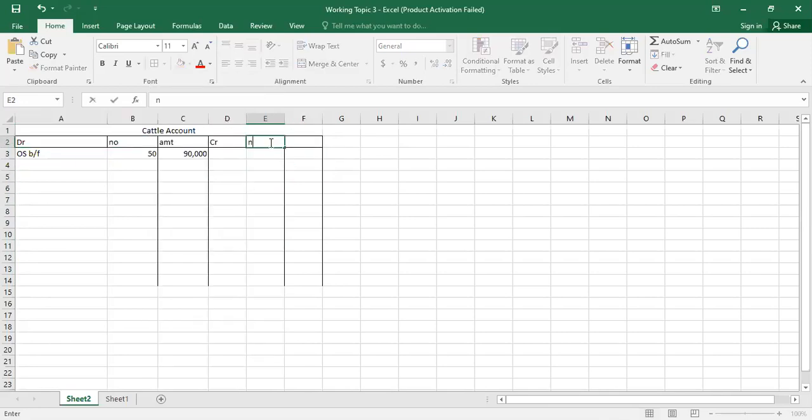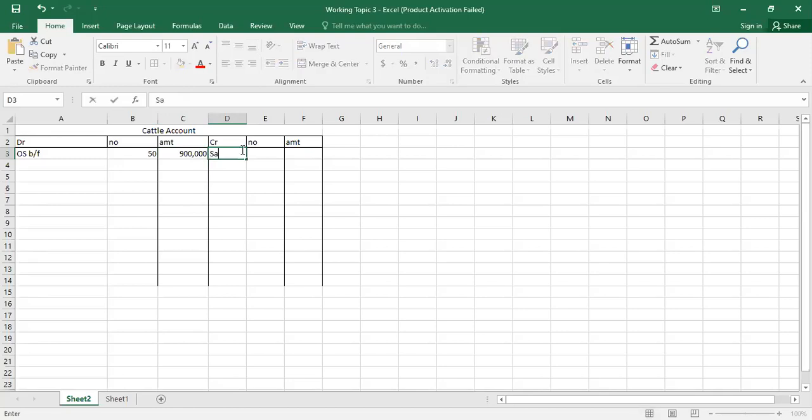Because illustrating is key. And then I have the amount. So we have the opening stock brought forward. It's 900,000. So on the credit side, we are going to have the items of income.